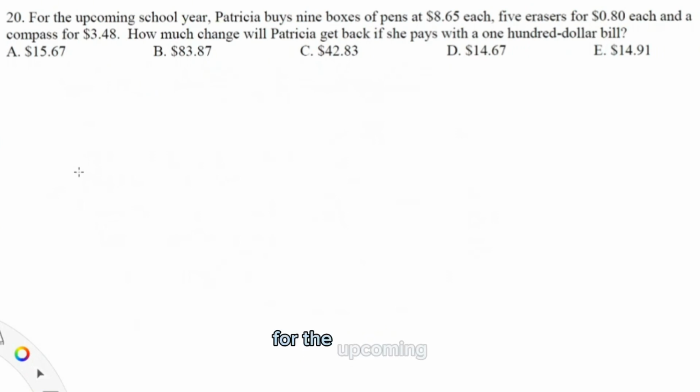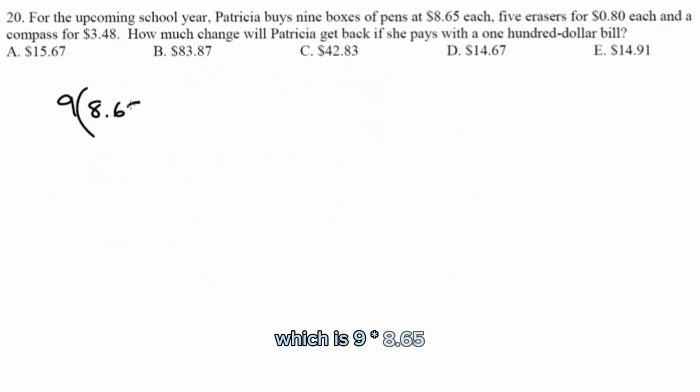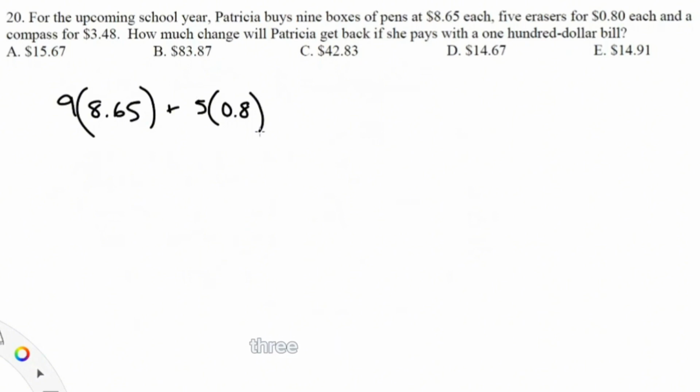Next, number 20. For the upcoming school year, Patricia buys 9 boxes of pens at $8.65 each, 5 erasers for 80 cents each, and a compass for $3.48. How much change will Patricia get back if she pays with a $100 bill? Alright, so she's buying 9 boxes of pens at $8.65 each, which is 9 times 8.65. Then she buys 5 erasers for 80 cents each, which is 5 times 0.8. Then she bought 1 compass for $3.48, which is just plus $3.48.